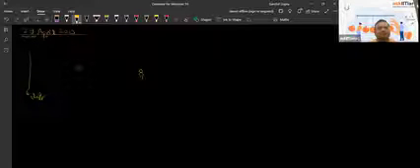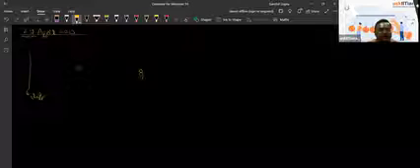Okay. See, in this case, the source is emitting a sound of frequency 800 hertz, and it is moving towards the cliff with a speed of 15 meter per second. This is given. So in this case, it is moving with 15 meter per second.